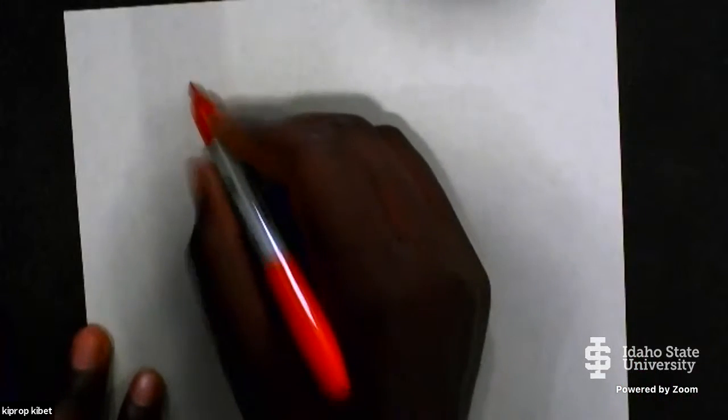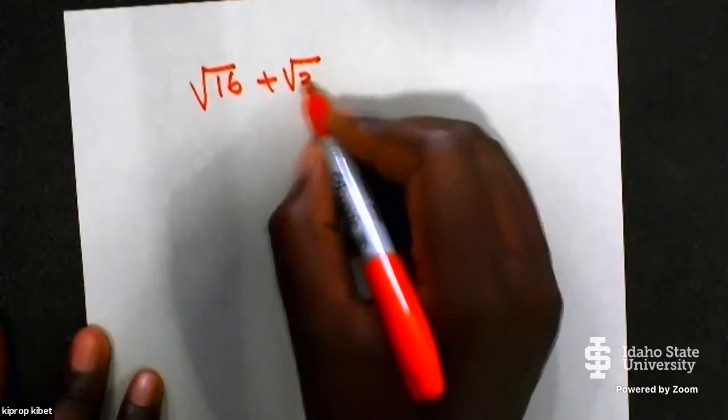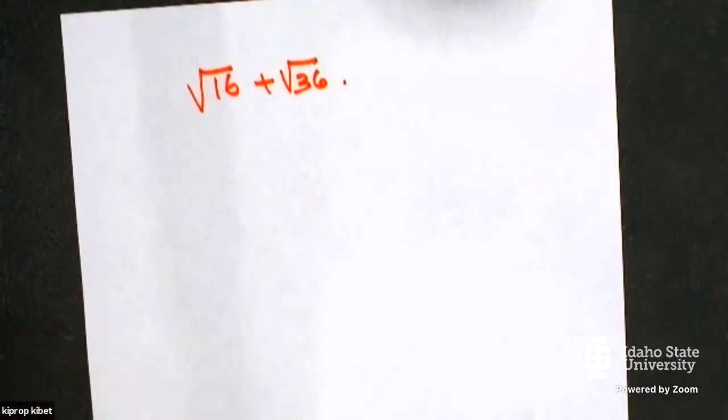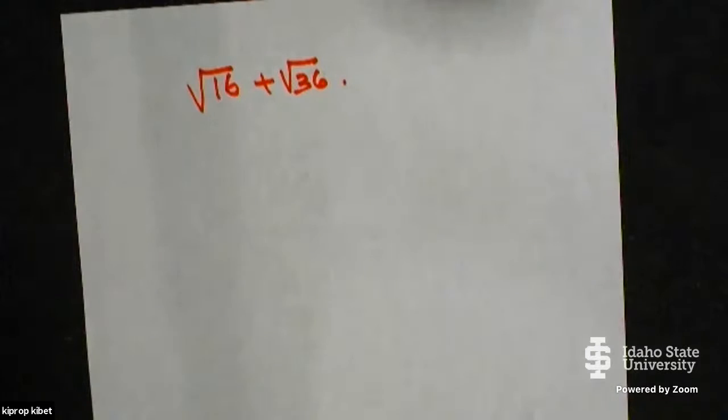So let's do some of the examples here. Example number 1. The square root of 16 plus the square root of 36.